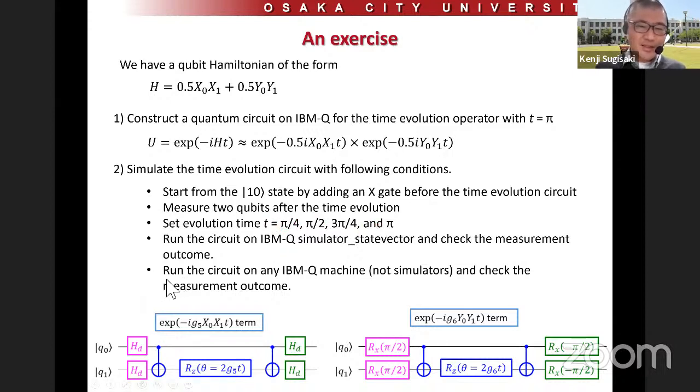And also please check the quantum circuit simulation using an IBM Q machine, not the simulator but a real machine, and check the measurement outcome. And see how the measurement outcome changes, and also how the errors arise, by comparing the result from the real quantum computer and the result from the state vector simulator. I will give you some results in the next lecture, at the beginning of the lecture.